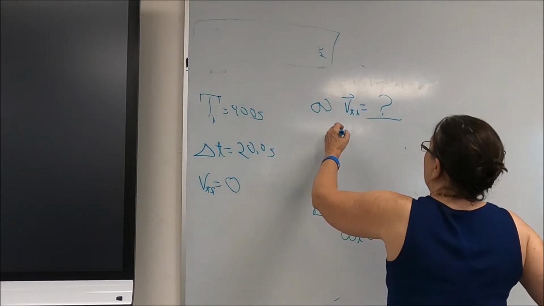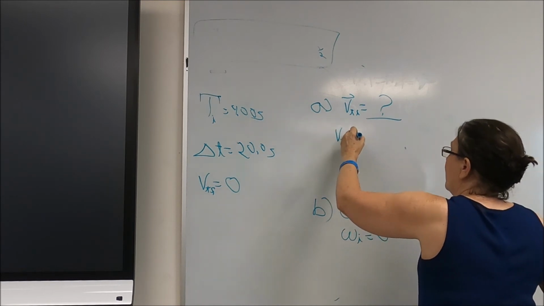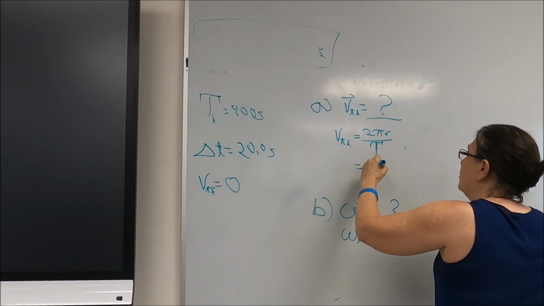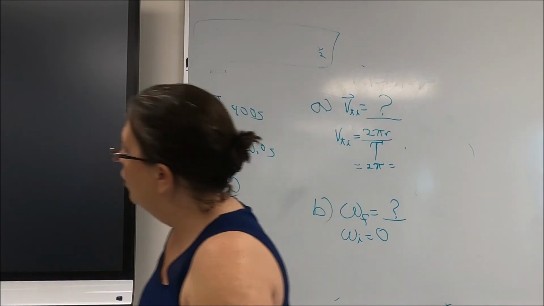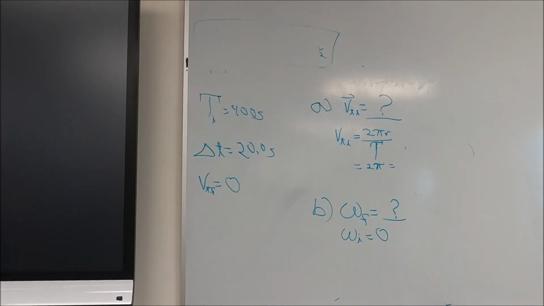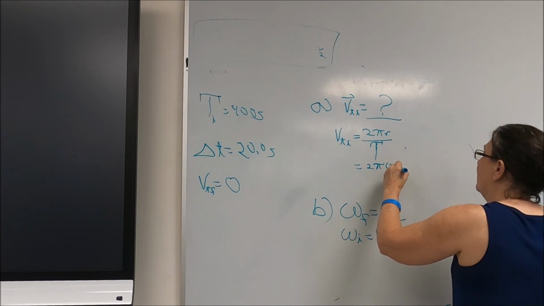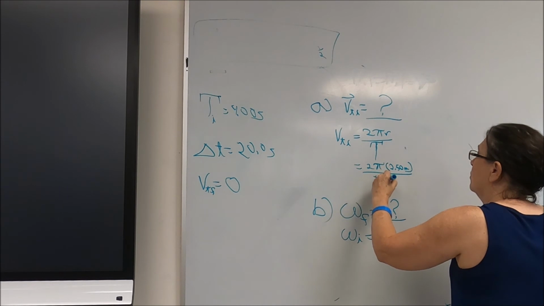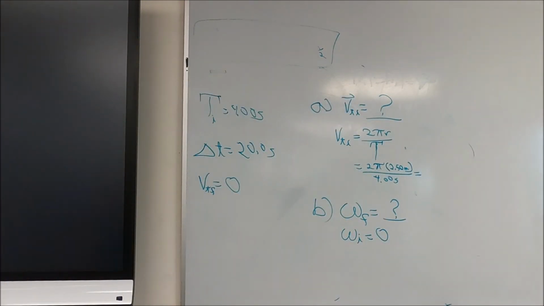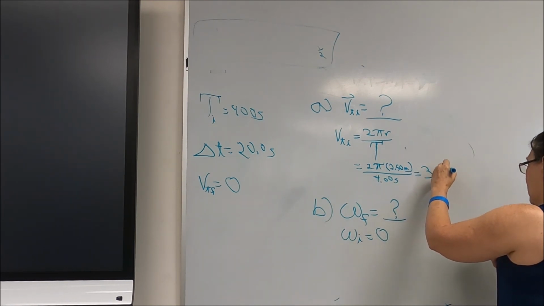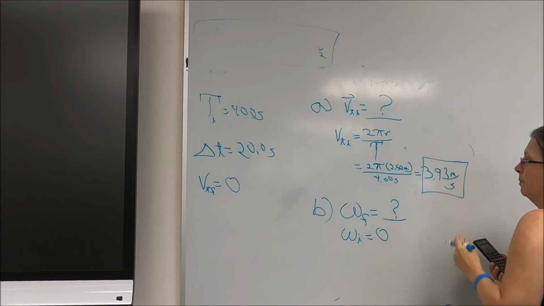Now, V sub t initial we can calculate from the period. It's 2 pi r over T, the period. So we have 2 pi. And we were told that the diameter was 5 meters, so the radius has to be half that, 2.5 meters. So we have 2 pi times 2.50 meters over the period, which is 4 seconds. So 2 times pi times 2.5 divided by 4 gives me a tangential velocity of 3.93 meters per second.